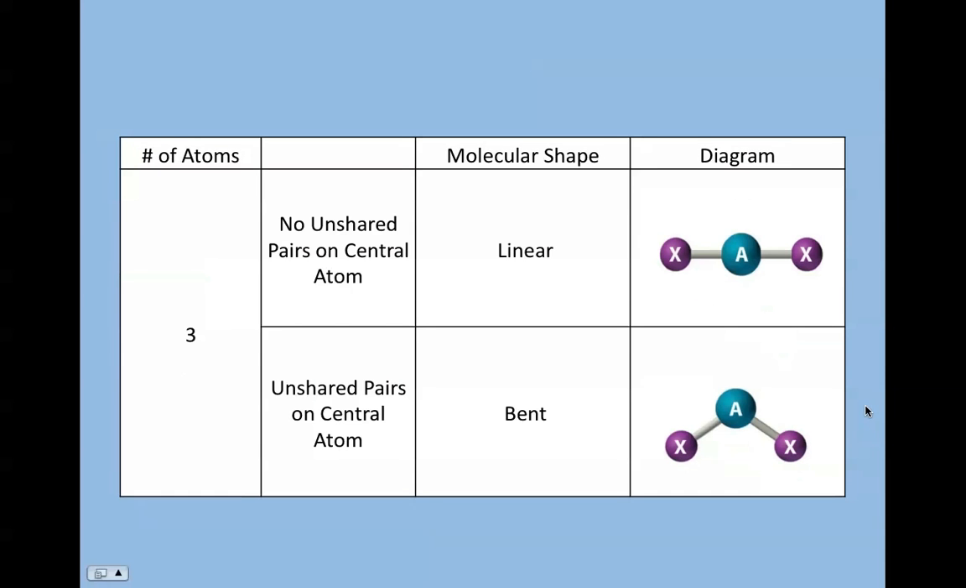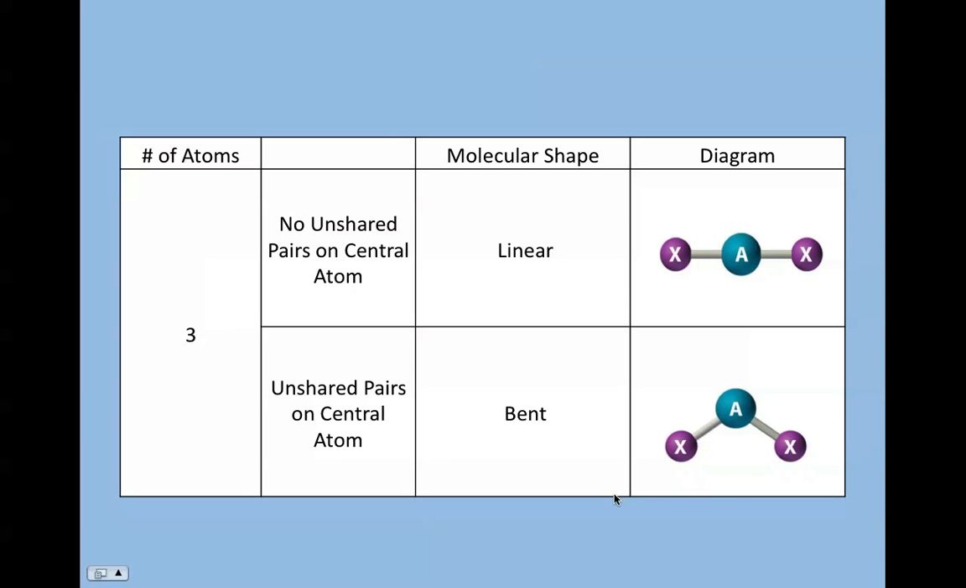Now, 3 atoms, we have to look at those unshared pairs on the central atom. If there aren't any unshared pairs, meaning most likely that you have something like CO2 where it has double bonds here, it's going to be considered linear, so it's going to be a whole 180 degrees across. However, if you do have unshared pairs on the central atom, those are going to be repelling these atoms down below, which is why it creates a bent structure. So a great example of this would be H2O.